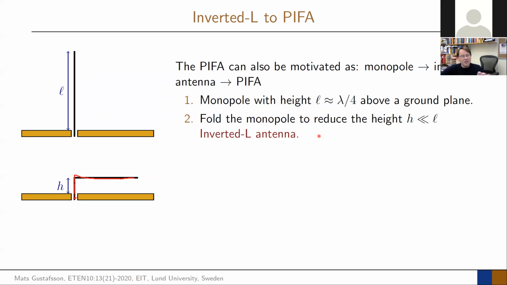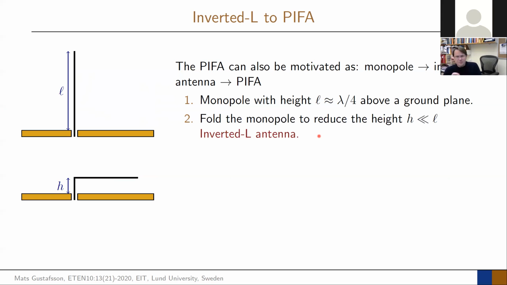And of course, things change a lot when that happens. The length, the resonances, the impedance, everything is changing in some ways. But you make it go to a height that now can be much less than L. So now it is long along the ground plane, but it doesn't stick up that much anymore. That's your inverted L antenna.